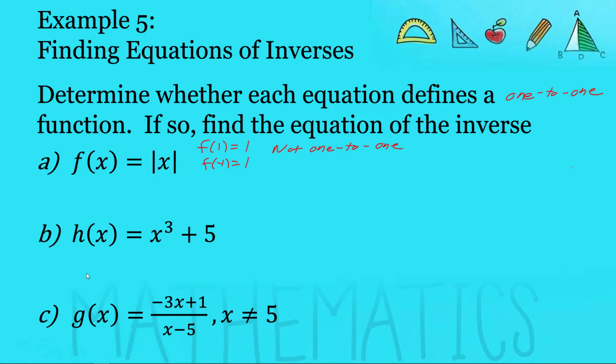Now for this one, this function is indeed 1-to-1. Trust me, it is. Okay, so now we want to find its inverse. Once again, we're going to replace h of x with y. That will give me y is equal to x cubed plus 5. Now I want to swap my x and my y, and that will give me x is equal to y cubed plus 5, and now I want to solve for y. That will give me y cubed is equal to x minus 5, and then y is equal to the cube root of x minus 5.